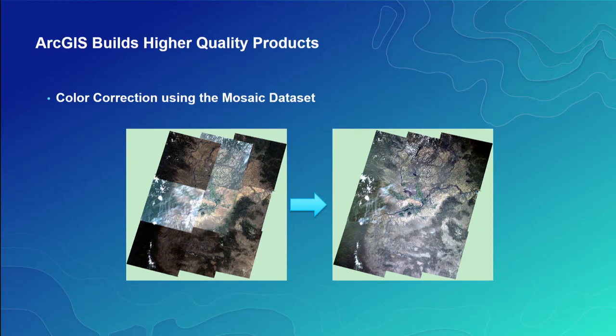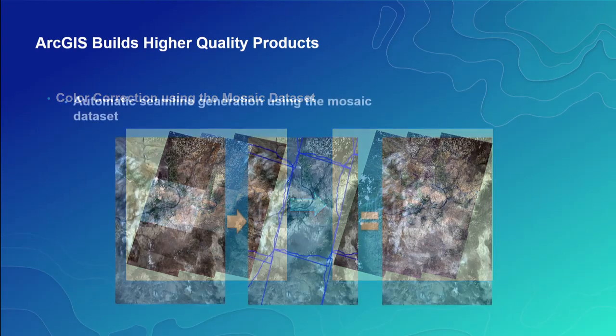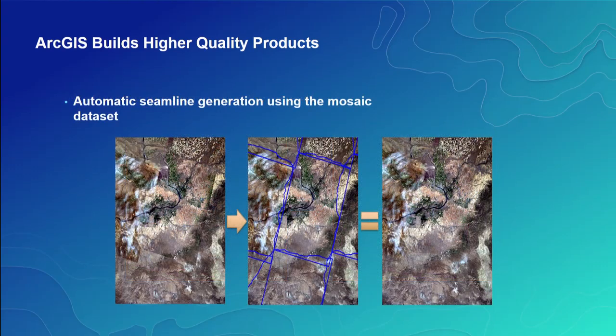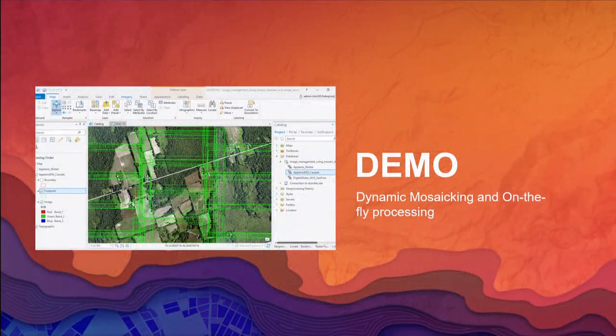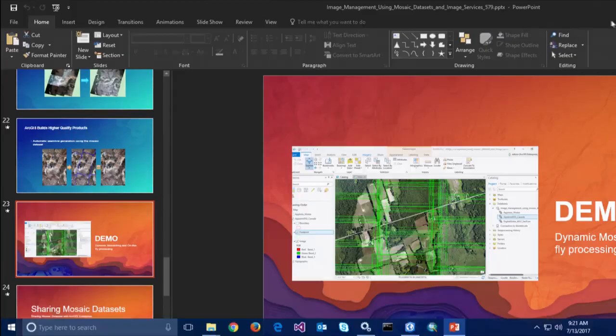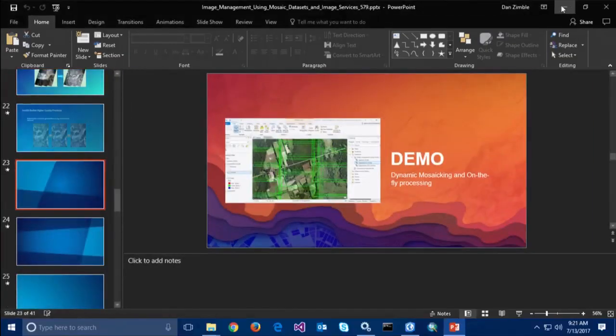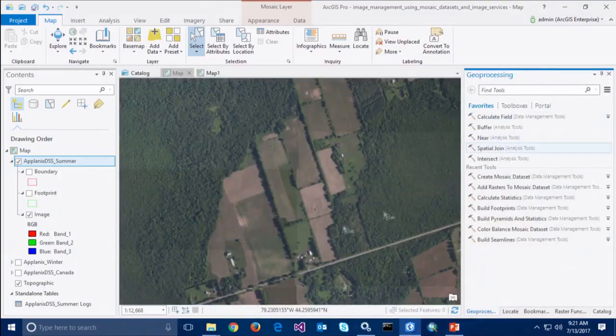So going back to that seamline idea, we do have a seamline generator to help get rid of those hard lines. Our eyes like to see those straight lines, and our eyes typically go to straight lines, and the Mosaic can look a little funny otherwise. So we have a seamline generator. So let's go do another demo quickly. We'll show some dynamic mosaicing.